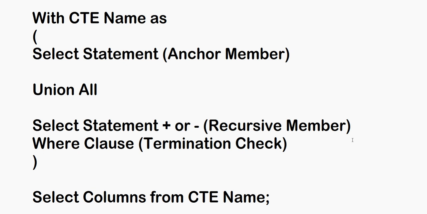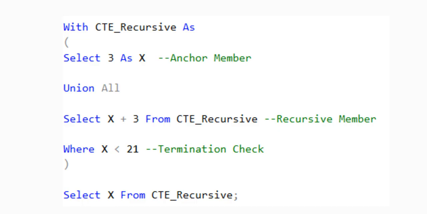Then the WHERE clause, which serves as your termination check so that the recursion will stop. And then you select the columns from the CTE and end with a semicolon. So here I have a very simple recursive CTE.